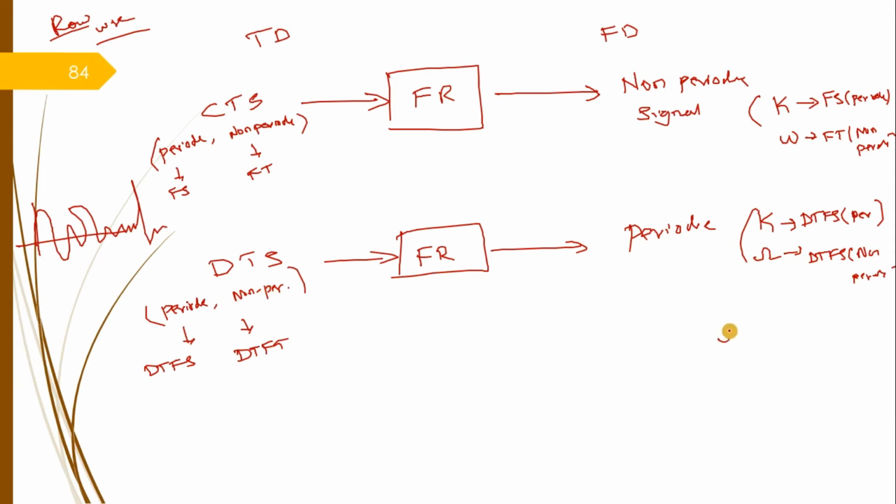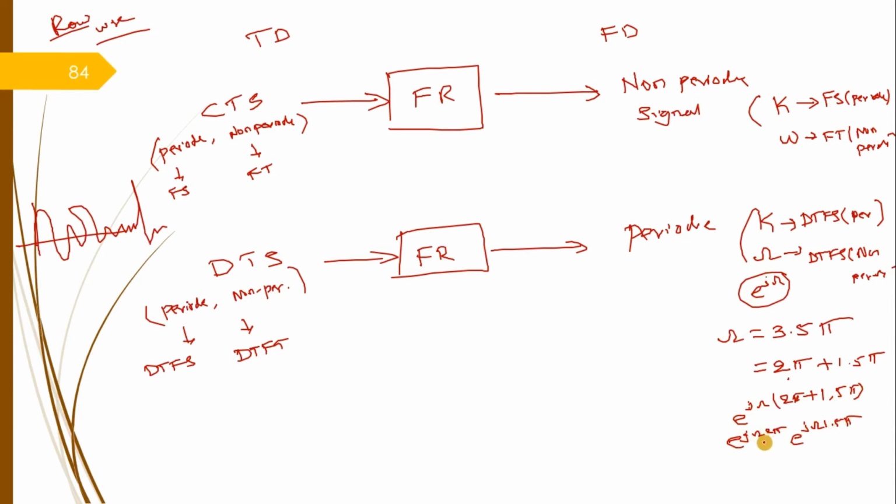See, I'll take one example. Think that if omega is 3.5 pi, I can represent it as 2 pi plus 1.5 pi. And you know that normally it is in the form e raised to j omega. If I write omega as 2 pi plus 1.5 pi, I can write it as e raised to j 2 pi into e raised to j 1.5 pi. So what is e raised to j 2 pi? It is cos 2 pi plus j sin 2 pi. You know that sin 2 pi is 0, so the imaginary part vanishes. Cos 2 pi is 1, so it comes to be 1. So you will be left with only e raised to j 1.5 pi.